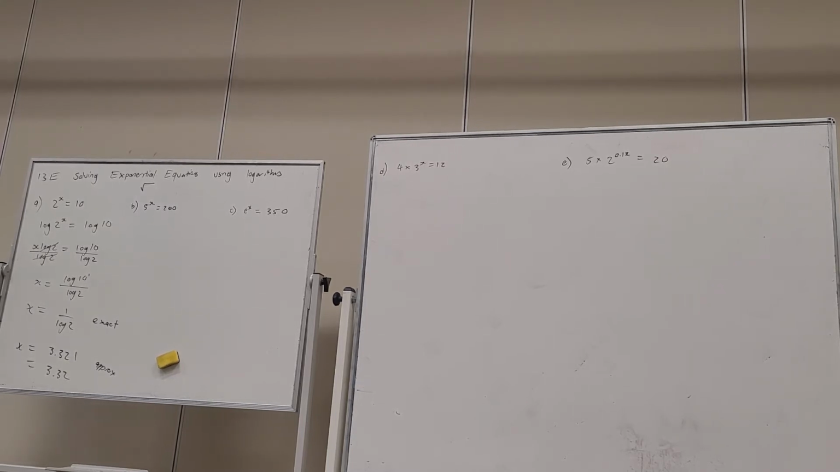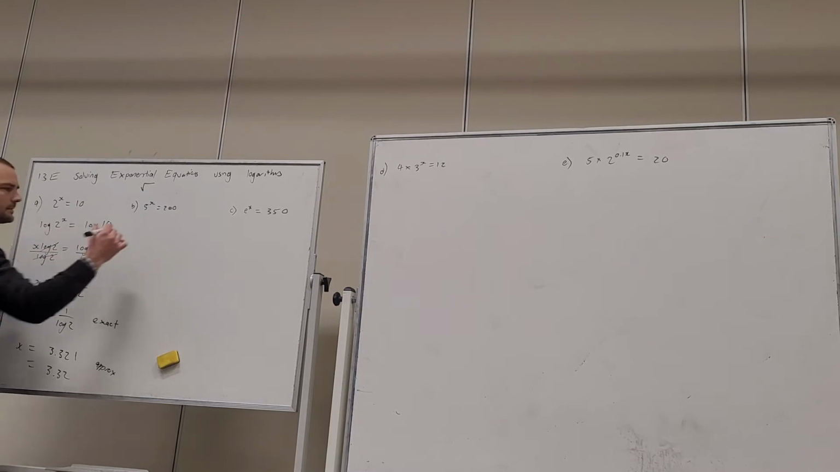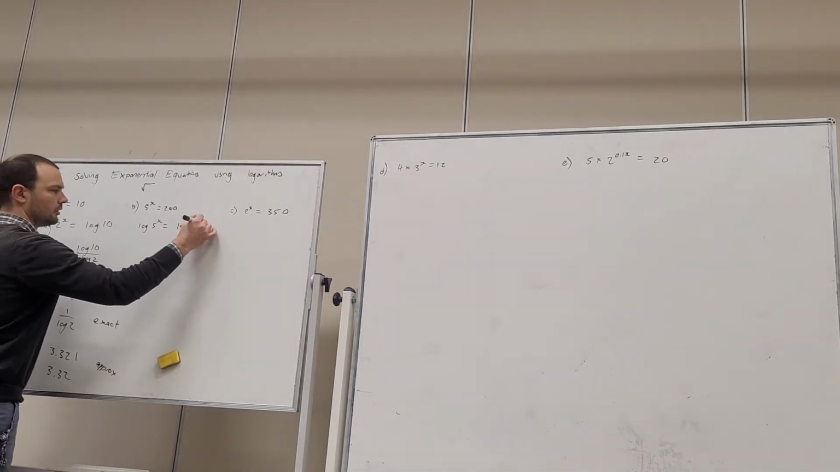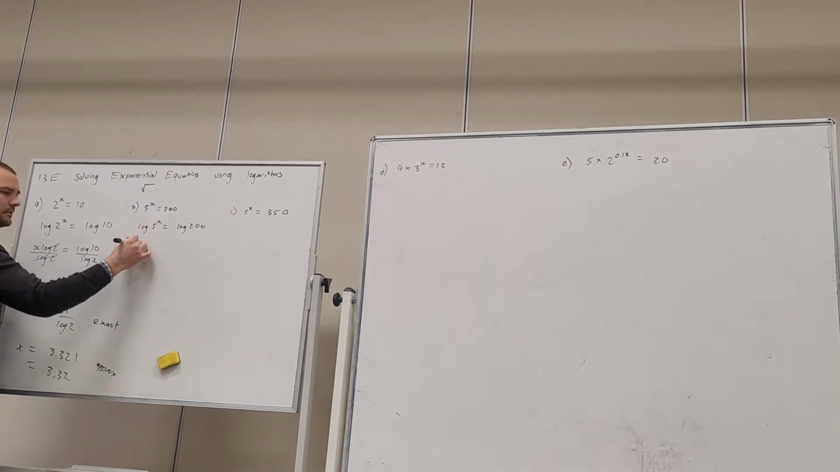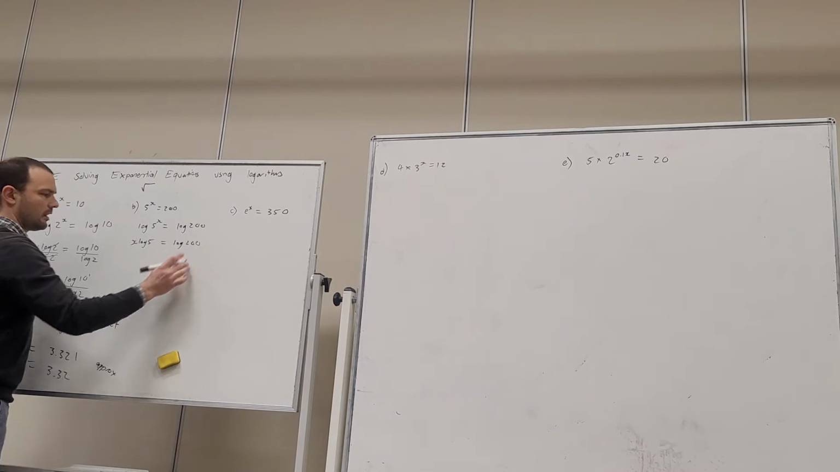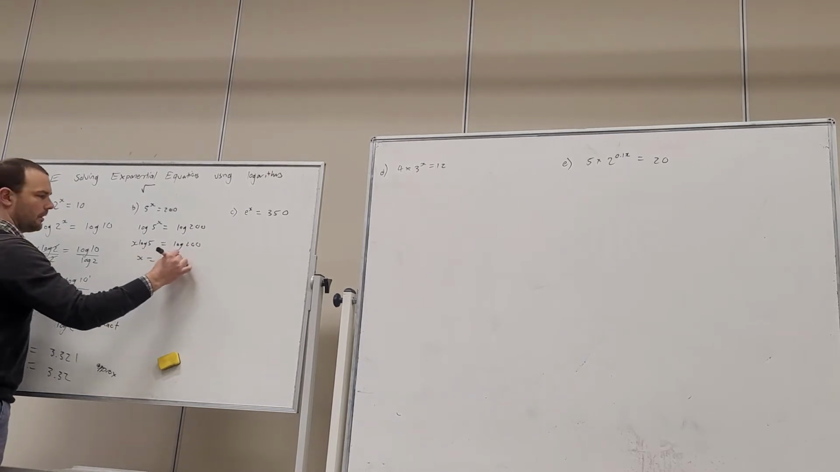Next example is very similar. We're going to log both sides. Move the power down in front. And then divide both sides by log 5.